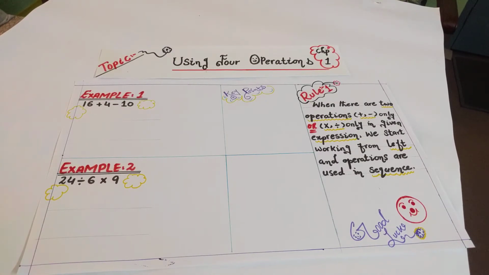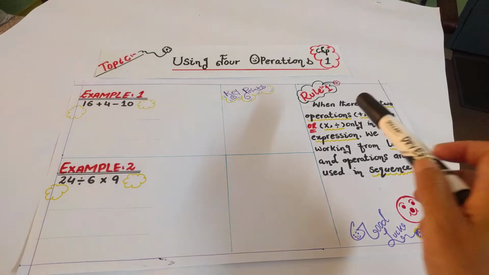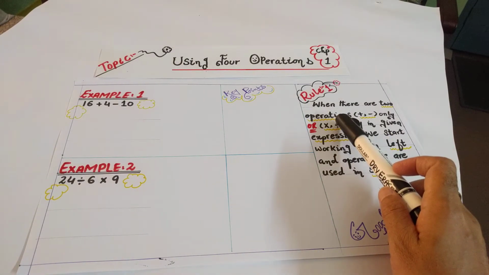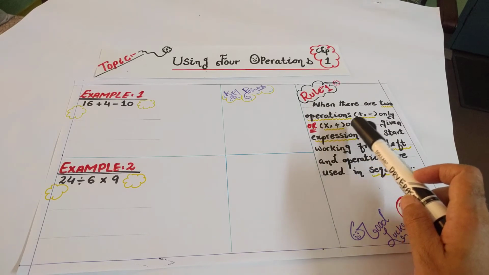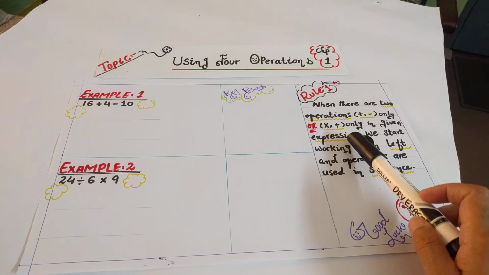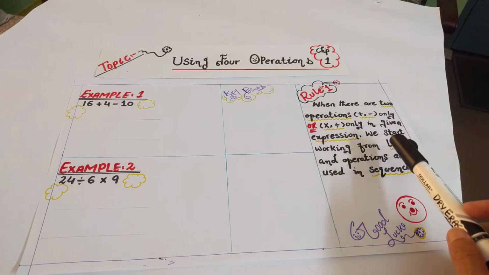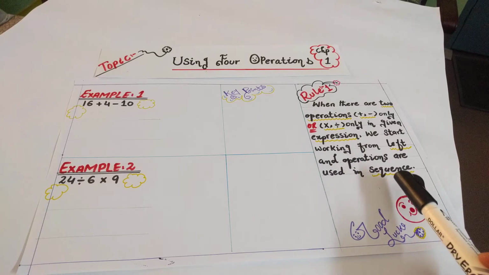For this topic, using four operations, there are two rules. To use the operations and the numbers together in the same sum, we have two rules. Today in this topic, we will only use rule number 1. What is rule number 1? Rule number 1 is: when there are plus and minus only, or multiply and divide only in the given expression, we start working from left and operations are used in sequence.